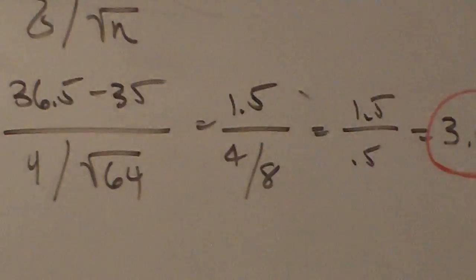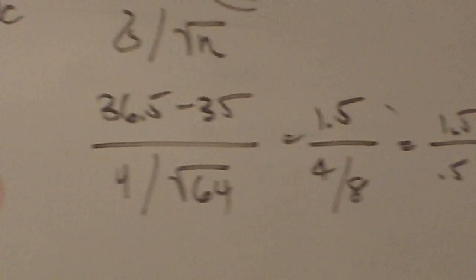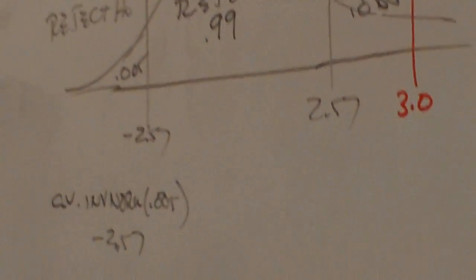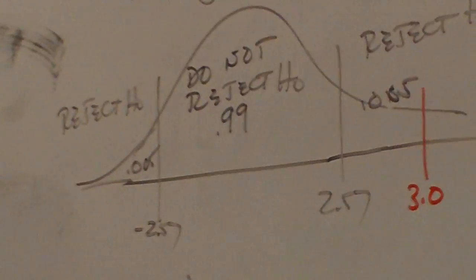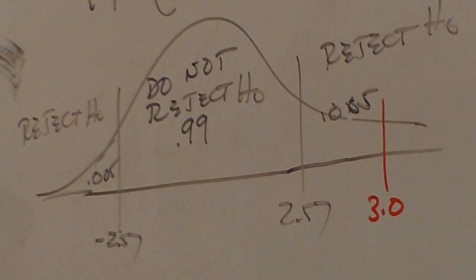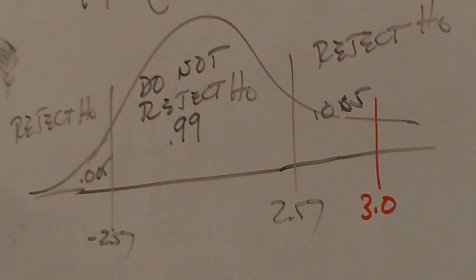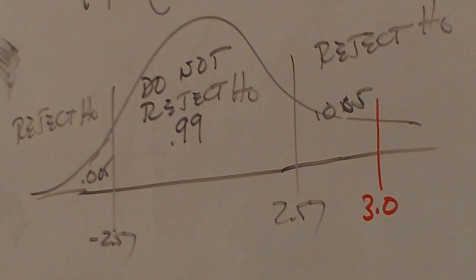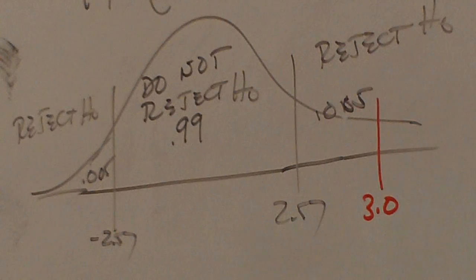Where does 3.0 hit? To the right. So it is in the reject region. So my conclusion would be that I believe the mean has changed. It is no longer 35. I believe the mean has changed based upon my sample of 64 people with a standard deviation of 4 and a sample average of 36.5.